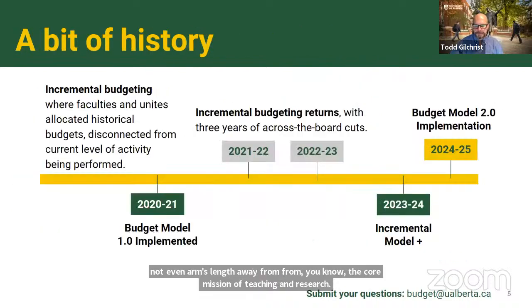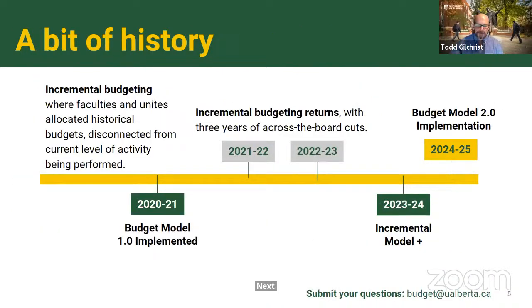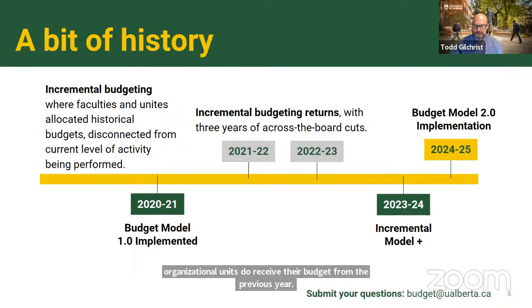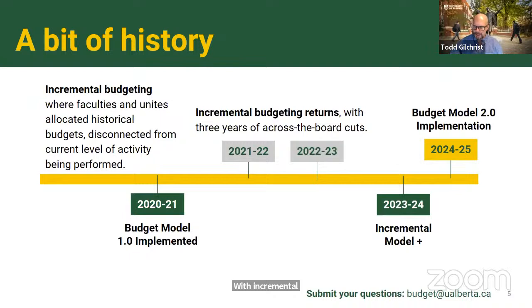Next slide, please. Just want to chat a little bit about some history here. So historically, we have allocated our operating budget to faculties and central units based on historical budgets, and we call that incremental budgeting. Now, essentially, all organizational units do receive their budget from the previous year with incremental adjustments as required to reflect the overall changes in the operating income expenditures. When you're in that incremental mode, it's all kind of backwards looking predominantly.